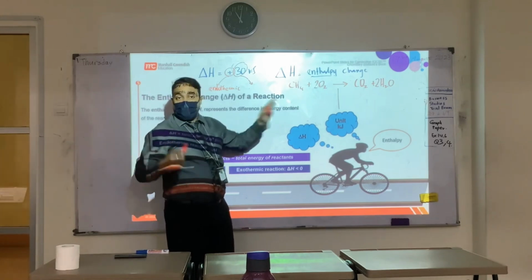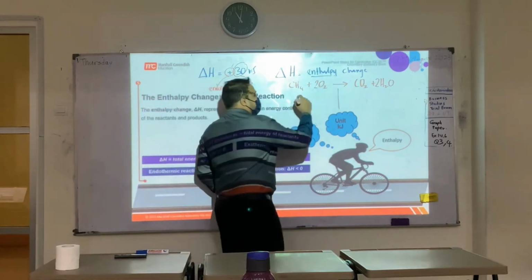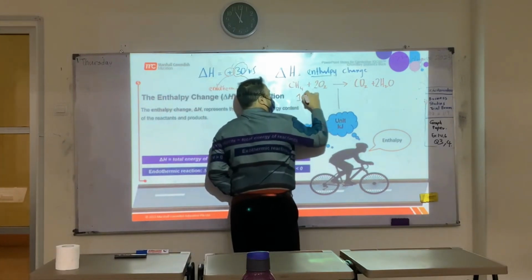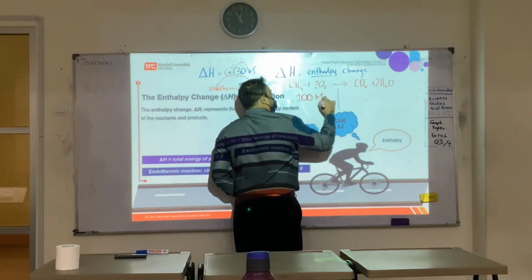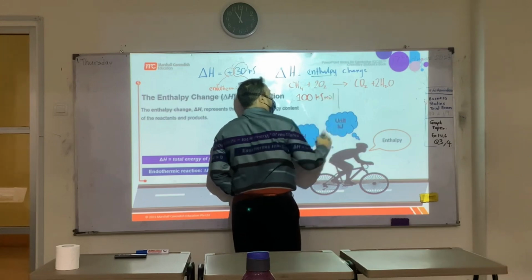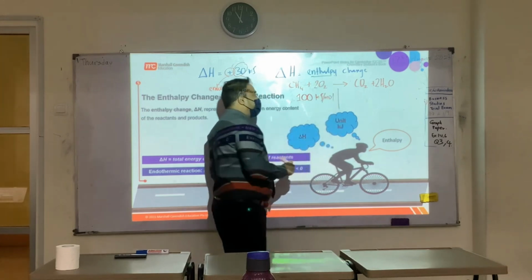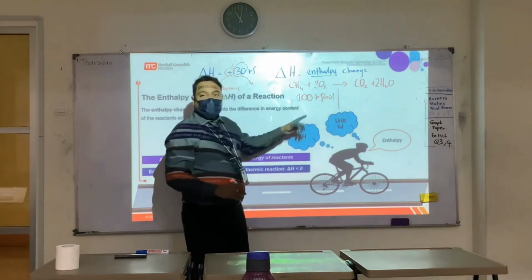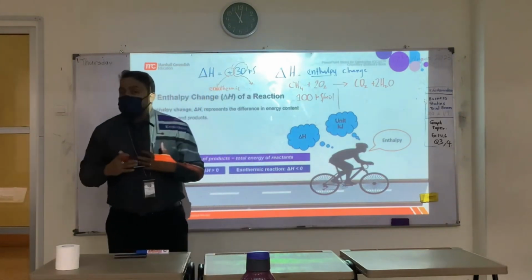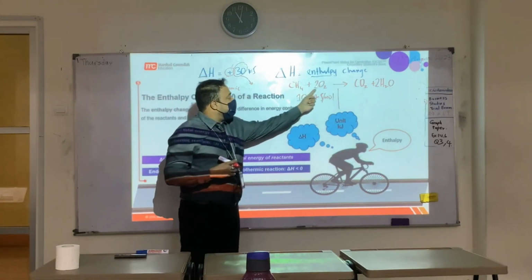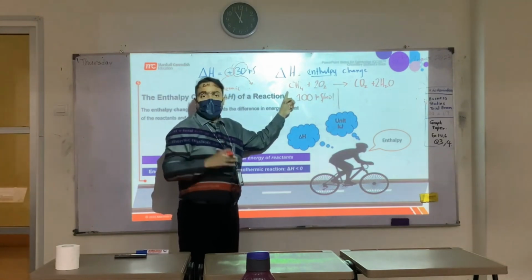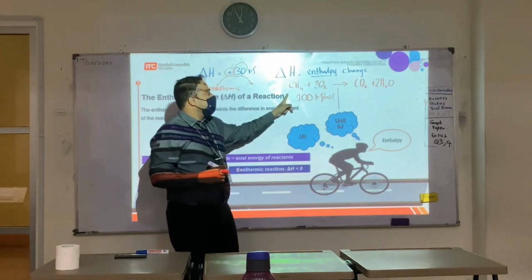Okay, so energy is being absorbed. Let's just say here we are absorbing a total of 100 kilojoule per mole. When I say 100 kilojoule per mole, that's a unit. This is the total energy being absorbed. What is that energy being absorbed for? It's being absorbed to break the bonds between these particles. I'll talk about the bond in detail shortly.